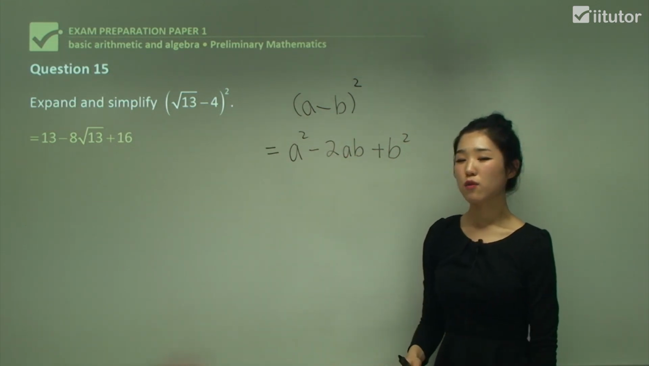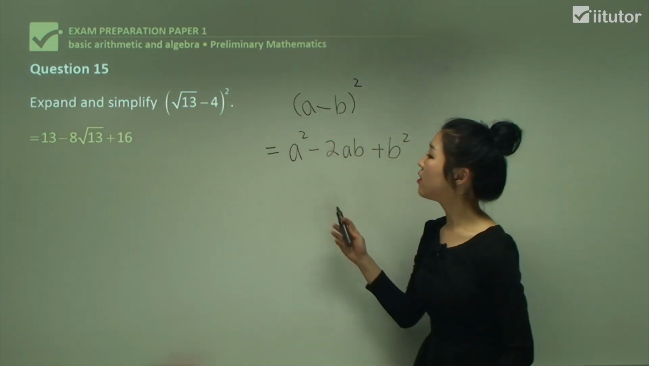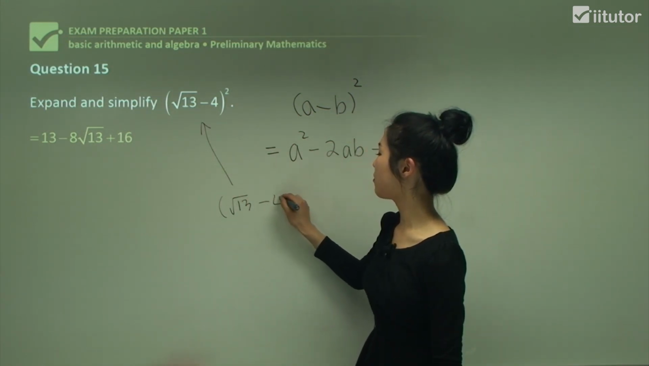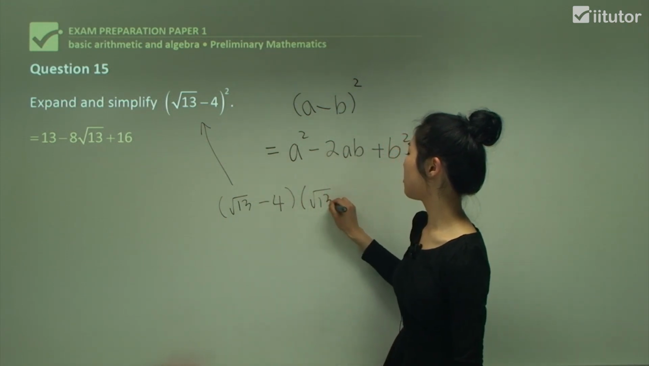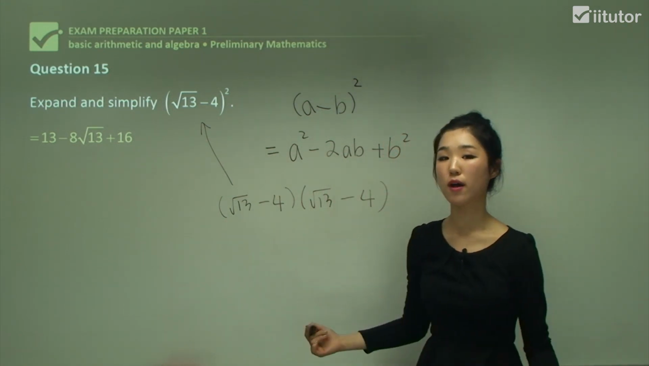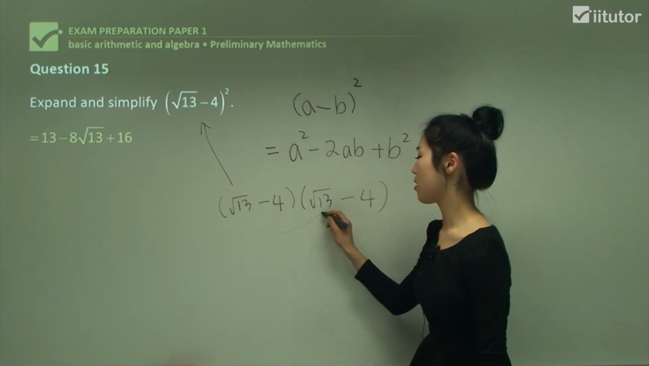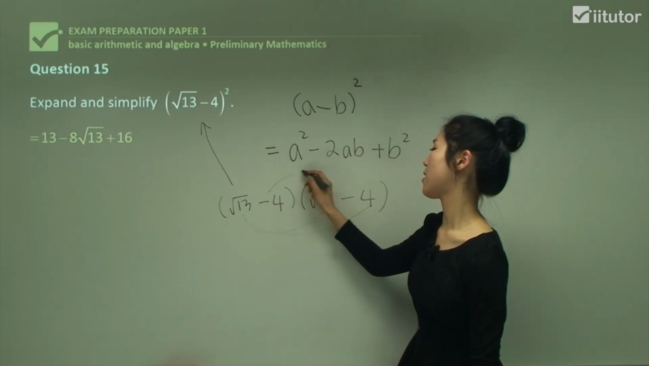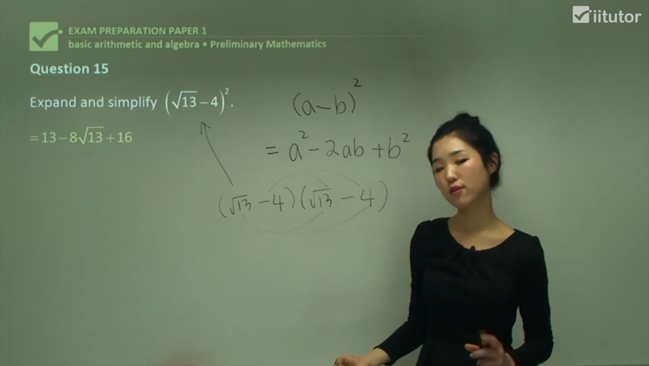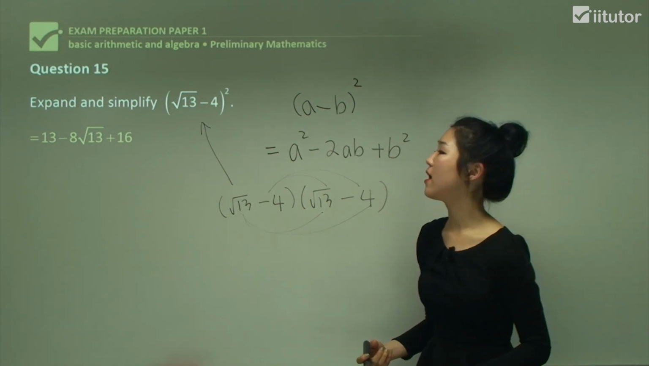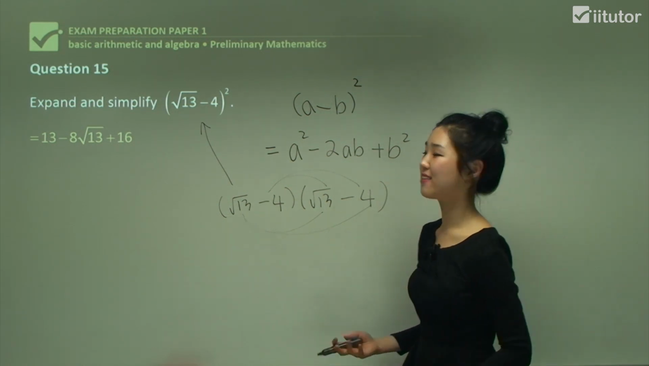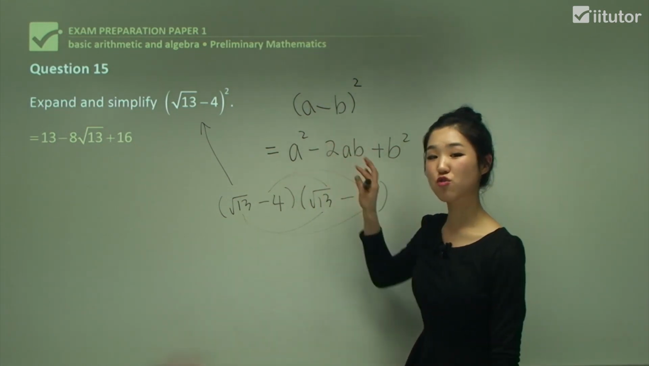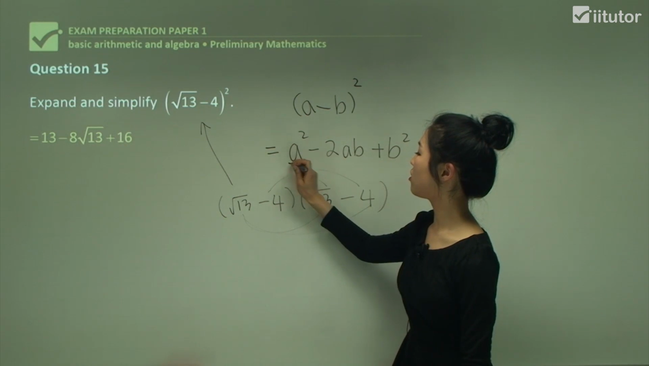Or if you really like to, you don't have to go like this, you can change this to root 13 minus 4 times root 13 minus 4 and go one by one. So do root 13 times root 13, then root 13 times minus 4, then minus 4 times root 13, and then minus 4 times minus 4. Do one at a time if you need to and add that extra step, okay? As long as you know that you have enough time, that is. But a lot of you get used to this method of going straight to the answer. So I'm actually going to show you this way.